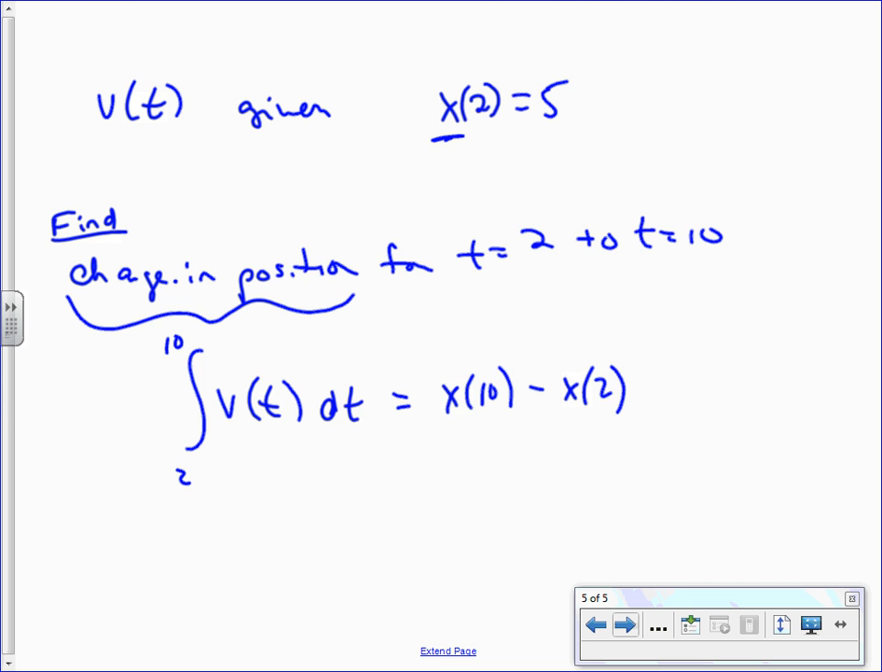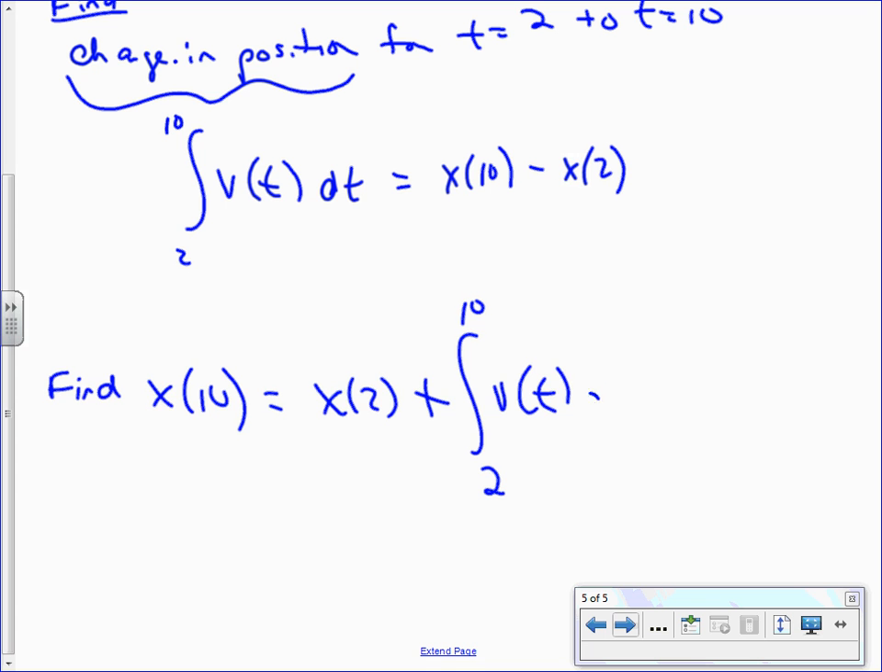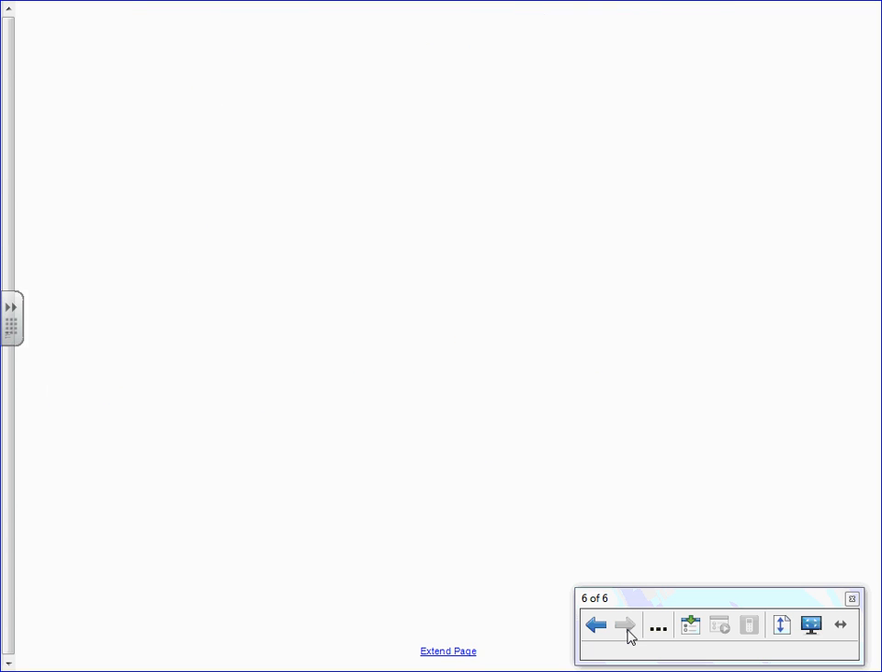All right. If I ask you to find, well, what is x of 10? Then you say, well, I know what x of 2 is, that's what I started with, and I'm going to add to that however much it changed right here. Okay? The connection here is the start value is x, and this is the derivative of x, x prime, this velocity. Okay?